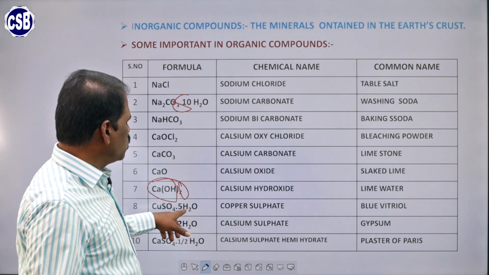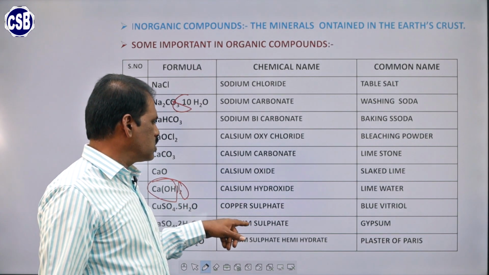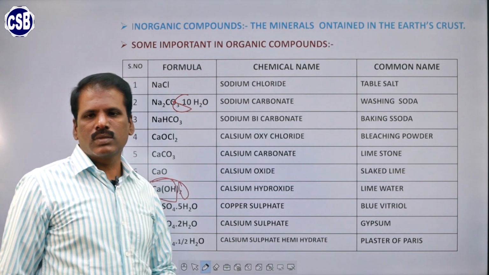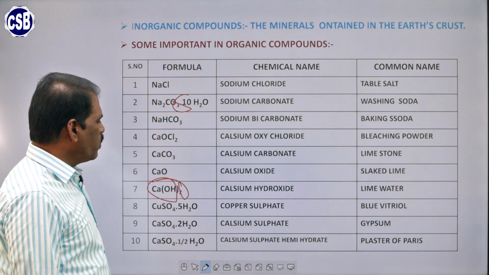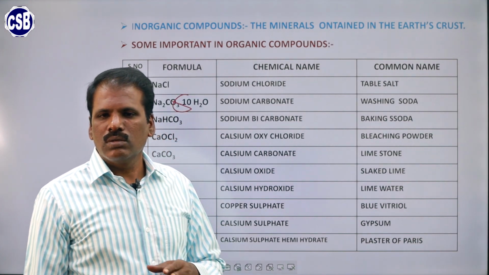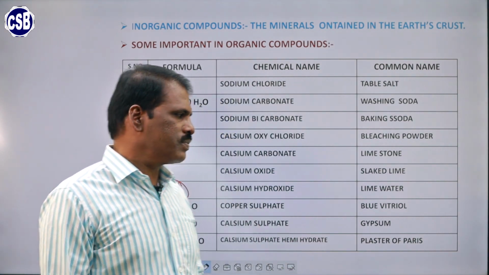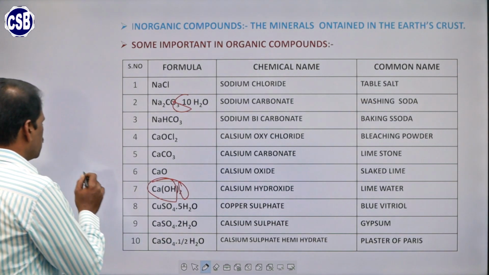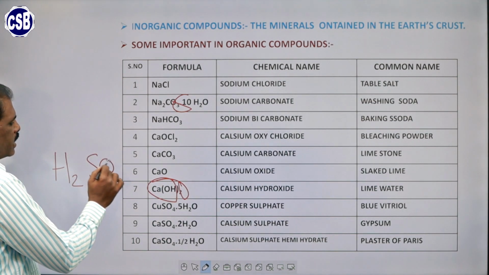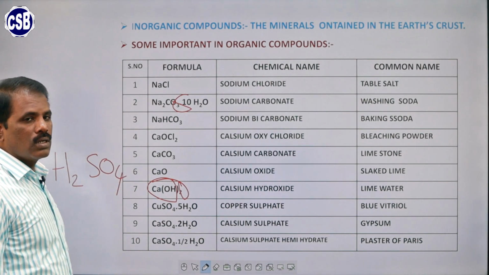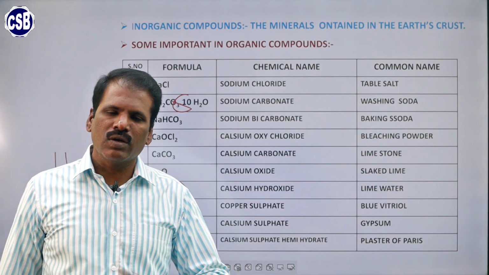Copper sulfate 5H2O pentahydrate, that is known as blue vitriol. Generally, vitriols are the compounds that are prepared using sulfuric acid. Sulfuric acid, H2SO4, is known as king of chemicals. So it is also known as oil of vitriol.